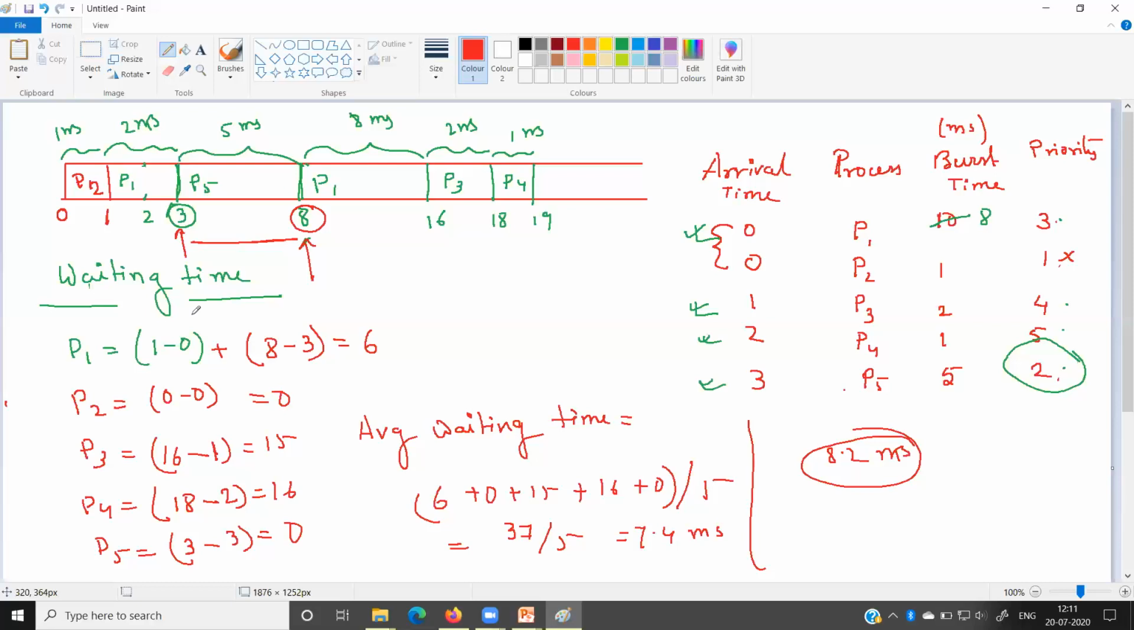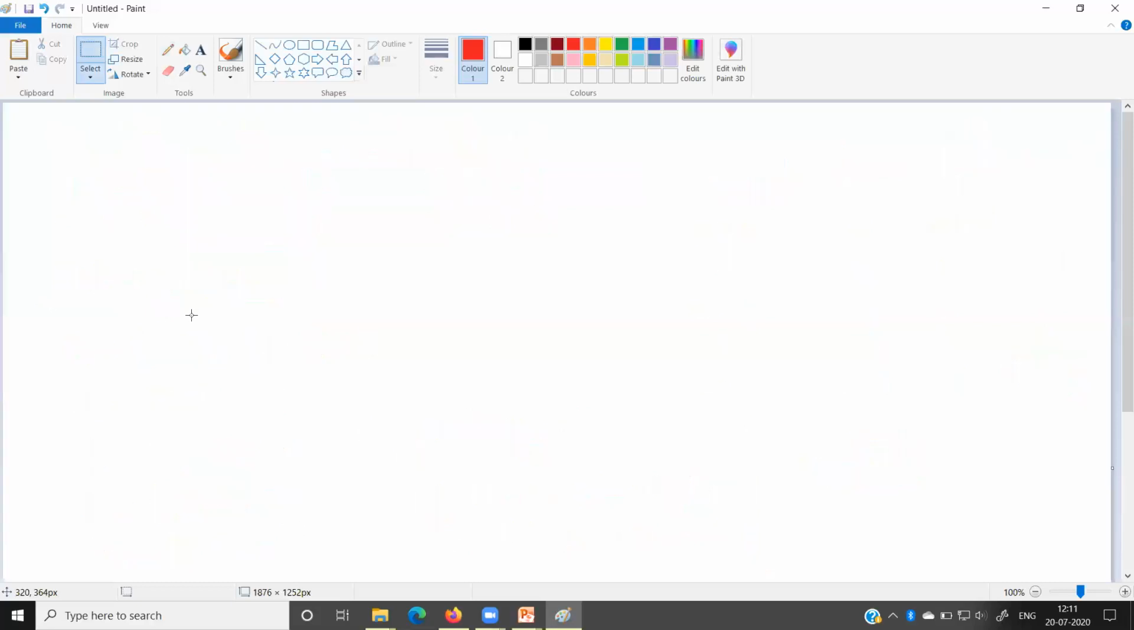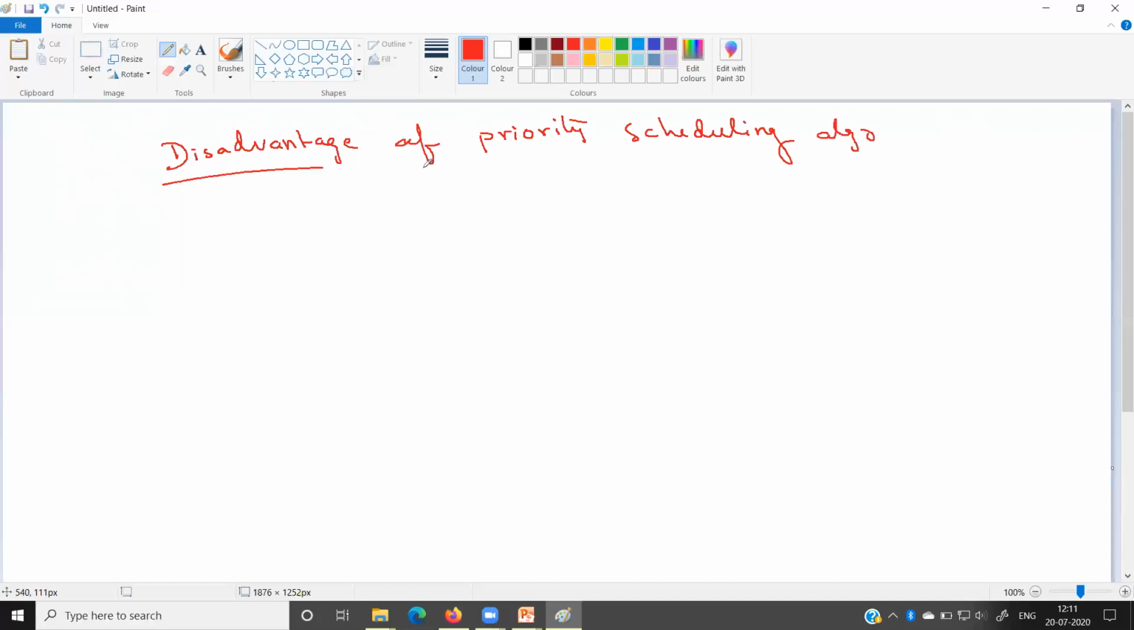Now we will discuss another important feature of the priority scheduling algorithm. Basically, this is the disadvantage of the priority scheduling algorithm. This is a major problem, and definitely we have to find a solution for that problem.